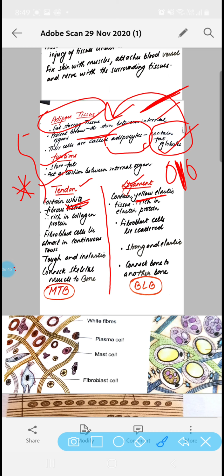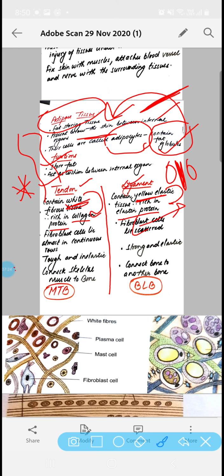Fibrous means long and thread-like. Elastic means which can stretch and regain its shape. So this white color is due to the presence of collagen protein in tendon, and this yellow color is due to the presence of elastin protein in ligament. So here we got two differences in a single point: tendon contains white fibrous tissue and ligament contains yellow elastic tissue, and the white fibrous tissue is rich in collagen protein and the yellow elastic tissue is rich in elastin protein.